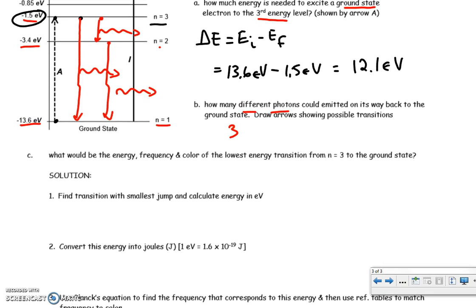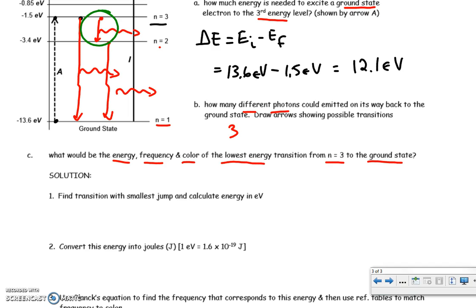All right, so next question. What would be the energy, frequency, and color, so 3 things, for the lowest energy transition from 3 to the ground state? Well, we've drawn all the possibilities. So what would be the lowest energy? That should be pretty evident. It's the one with the smallest jump. So it would be this one right there.